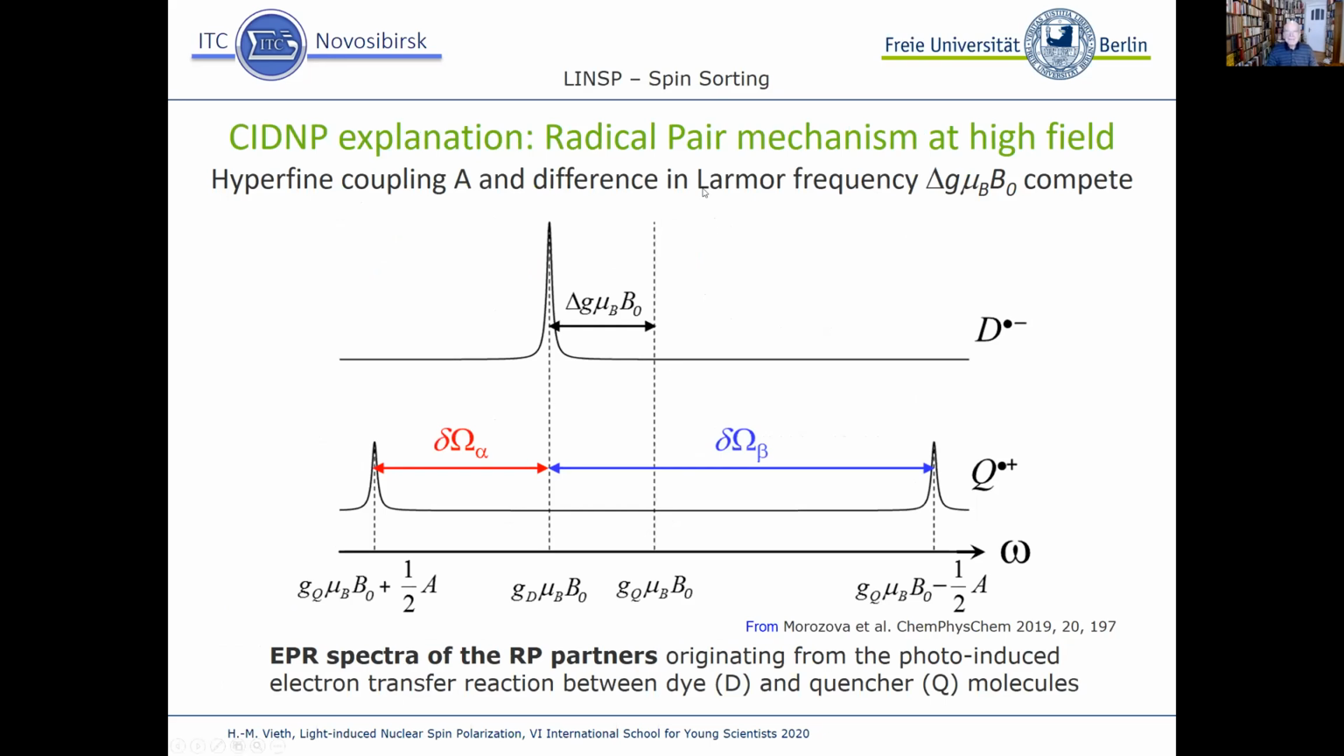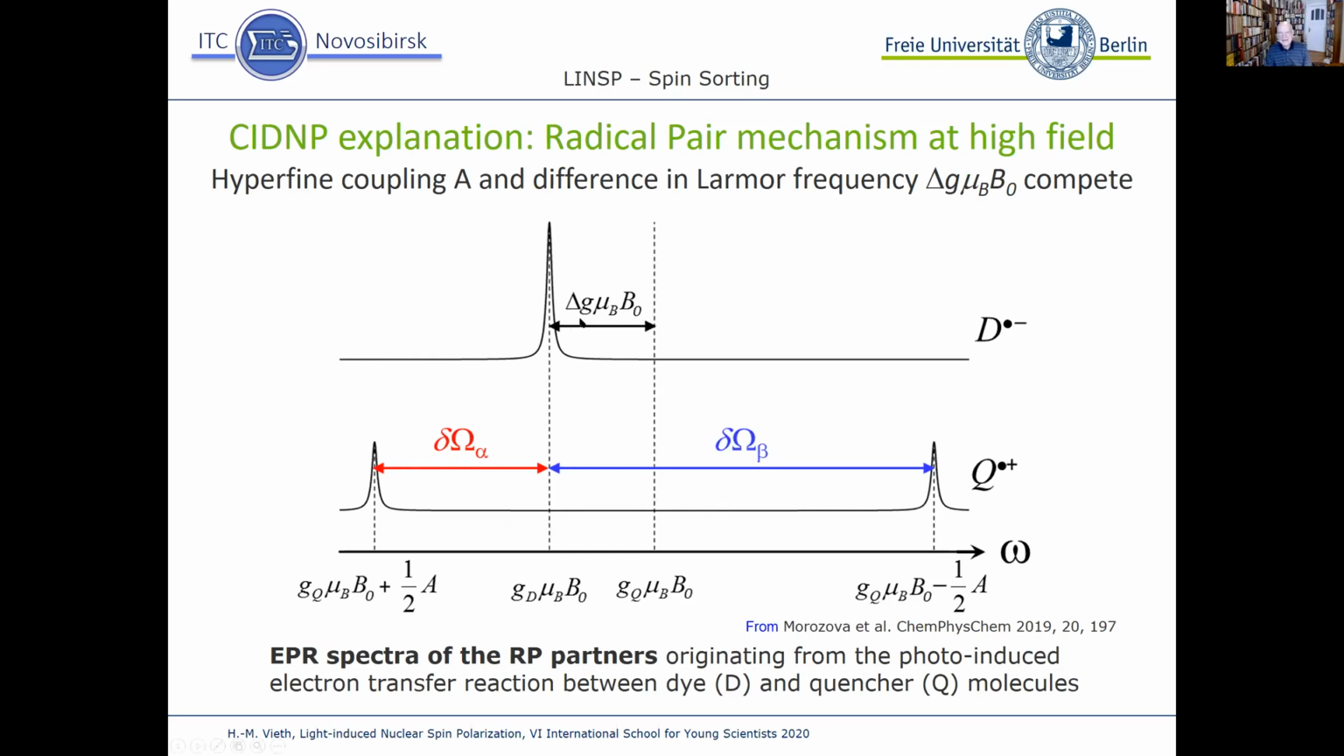Here, it is shown once again. You have the di molecule radical and the quencher radical shown here. You have different G factors. The G factor of the di radical is here, on the left, whereas the quencher is further on the right.